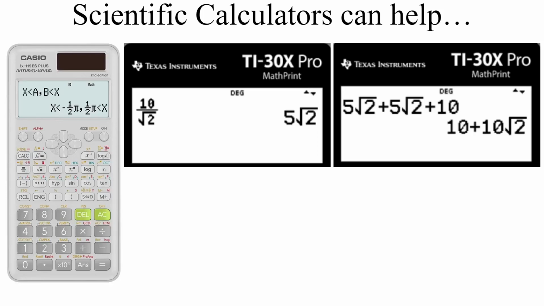You can also use a Casio calculator. The FX115 and the FX991 can both do this. Those are both great options, especially for international students.